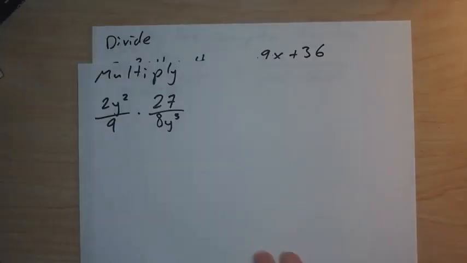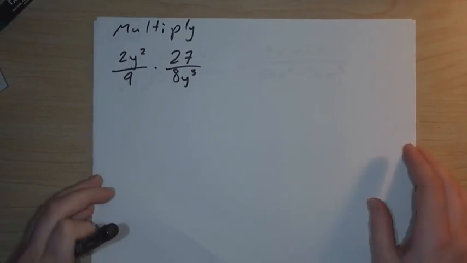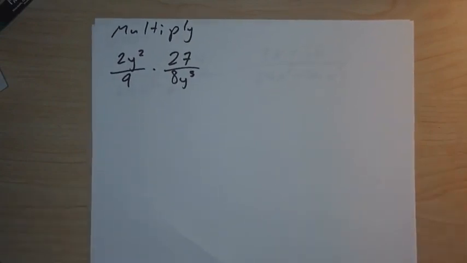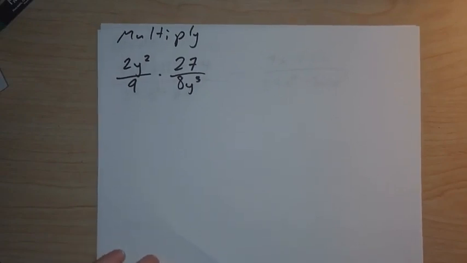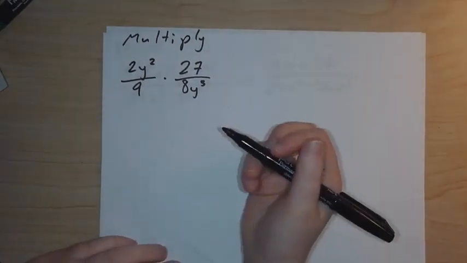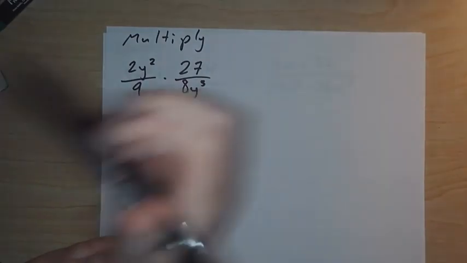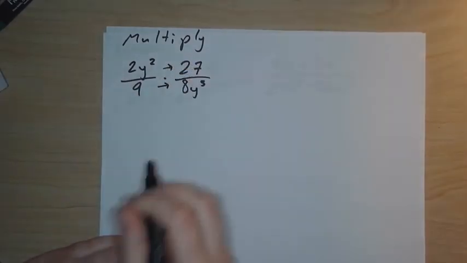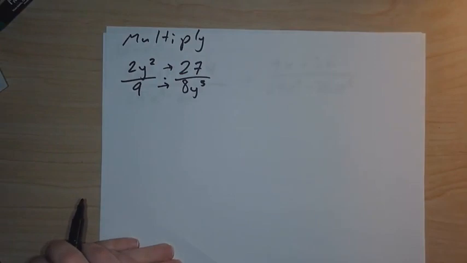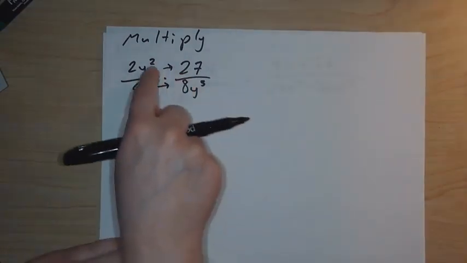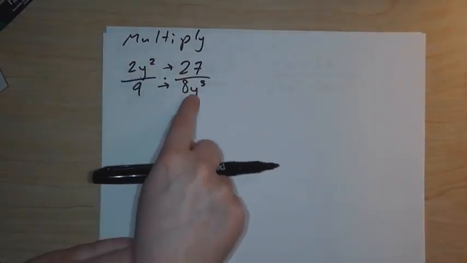This is part 2. We want to multiply 2y squared divided by 9 times 27 over 8y to the 5th. To do this, it's the same thing as with fractions. We simply go straight across. But we can also simplify before we go straight across by looking at what's on the top versus on the denominator.